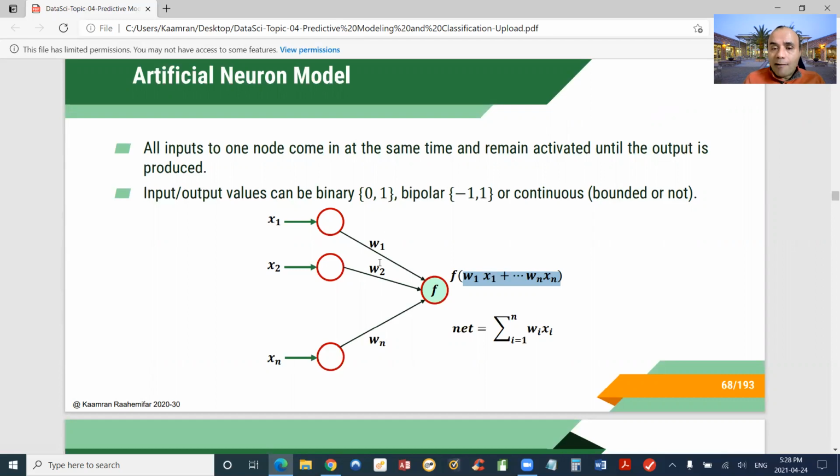I'm going to apply random W's, and then I'm going to take a look at the function, a summation, as simple as that. And I'm going to check it against the threshold. If it is above the threshold, 1, yes. If it is below the threshold, 0, no.